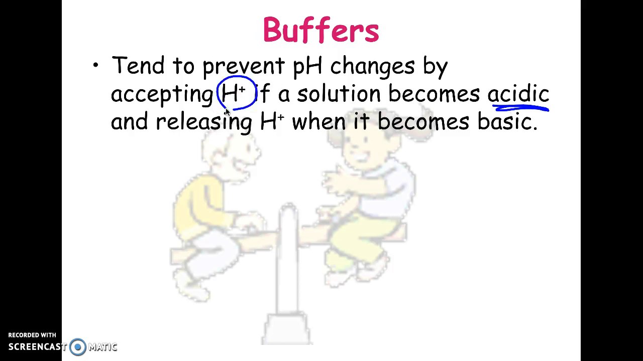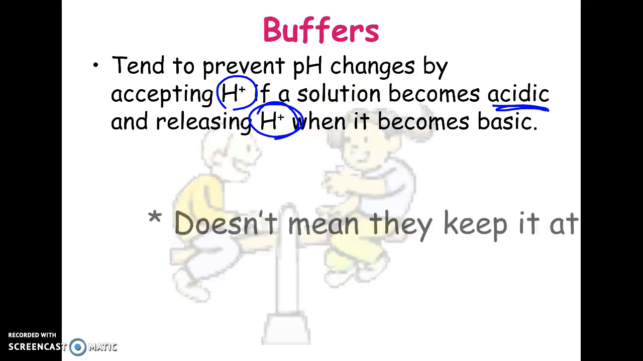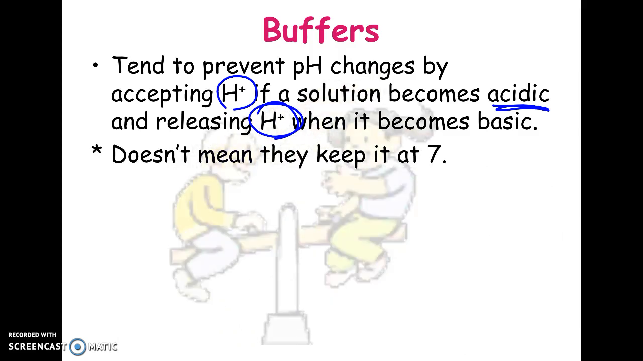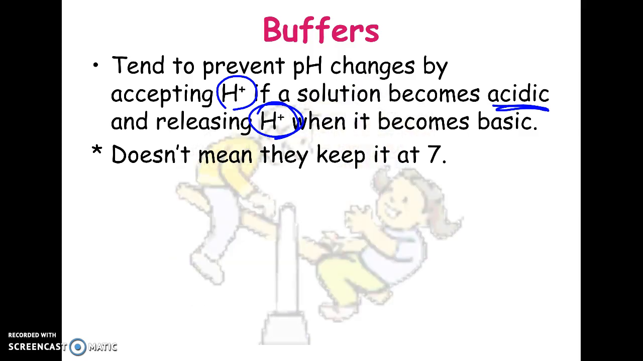And if your blood starts to become too basic, it'll give away extra hydrogens, and it'll keep the pH from changing. You have a lot of different buffers in your body. And again, in reality, there's a lot more to buffers than just that explanation. But for this class, that's really all you need to understand: a buffer is a substance that has the ability to prevent pHs from changing.